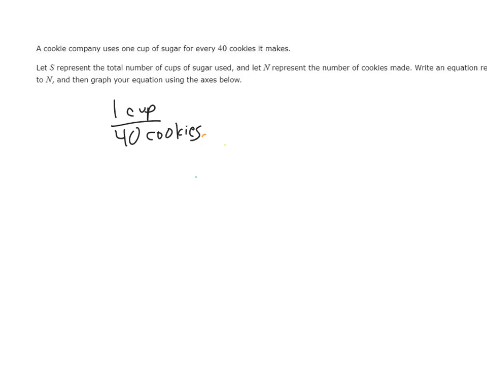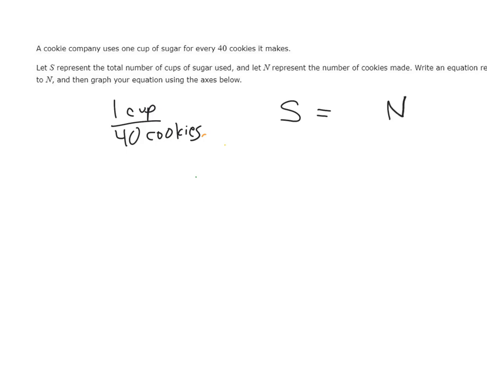And it says let S represent the total number of cups of sugar used, so S is sugar, and N is the number of cookies made. Write an equation that relates S to N. So I want S to N. So S equals something times N.